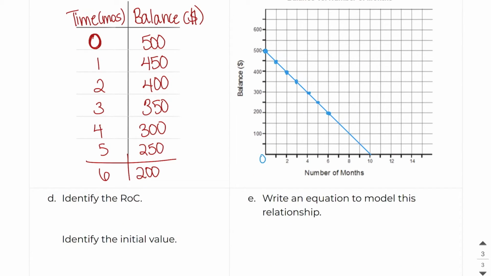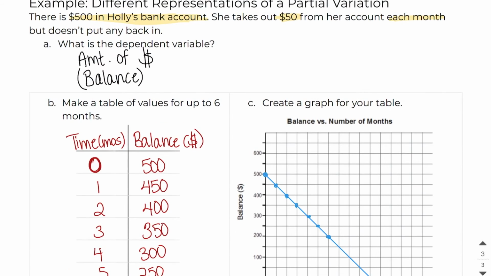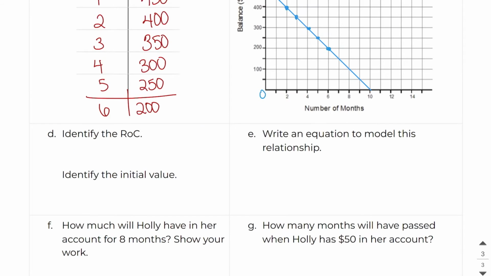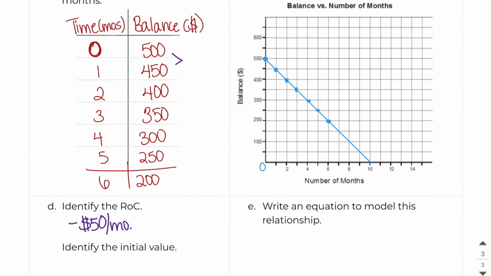So now we want to identify the rate of change. Well, we can find it from a lot of different places. The first place we can find it is right here when it tells us that she takes out $50 each month. So her rate of change is negative 50 because she takes it out per month. We can also find it right here by doing our rise over our run. So this is negative 50 every time. And this is +1 every time. So I could do the rise is negative 50, the run is 1, and when I divide those numbers, I get negative $50 per month.